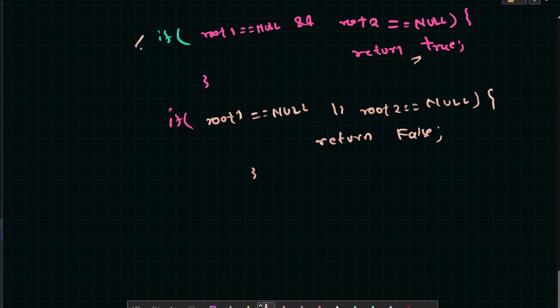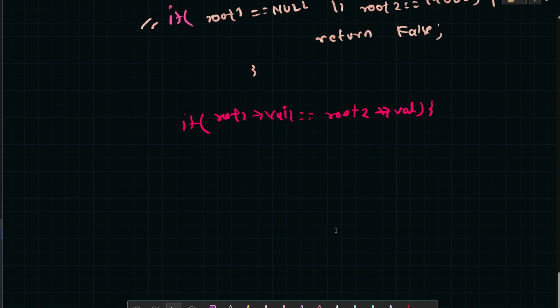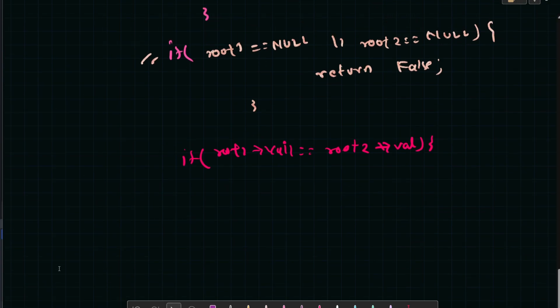And if both these cases haven't been executed, then we can say that both the tree nodes, I mean the root 1 node and root 2 node, are not null. So in that case, we'll simply check one thing. We'll check whether my root 1's value is equal to root 2's value or not. Why so? Because if the root values are not the same, then definitely we can say that my trees are not equivalent at all. Then we simply call our recursion.